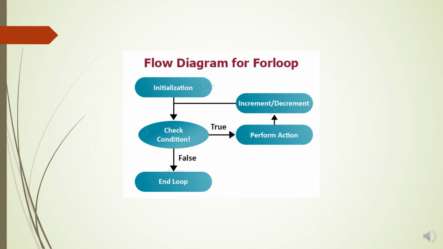When the condition is evaluated to true, the statements in the loop body are executed. The fourth part is increment or decrement. It is used for updating the variable for the next iteration. Last but not least is loop termination. When the condition becomes false, the loop terminates, marking the end of its cycle.